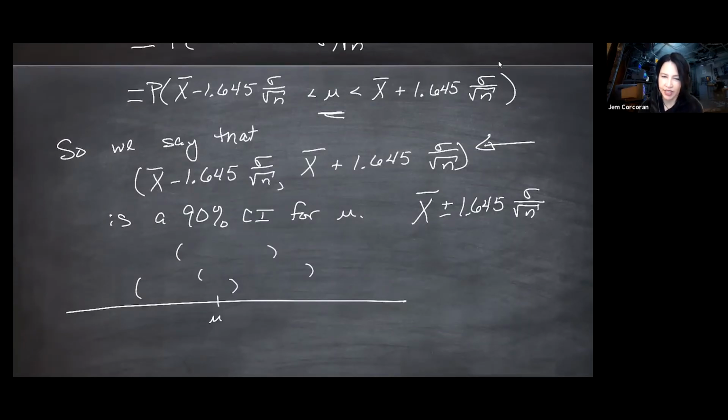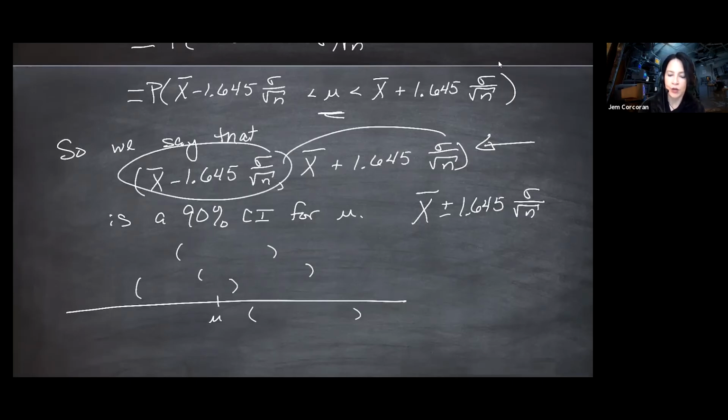But when you actually have data, you only get one. So there is no probability, right? So here's another one that doesn't contain mu. There is some probability that these two numbers, when you actually compute them numerically, will give you an interval that does not contain mu.